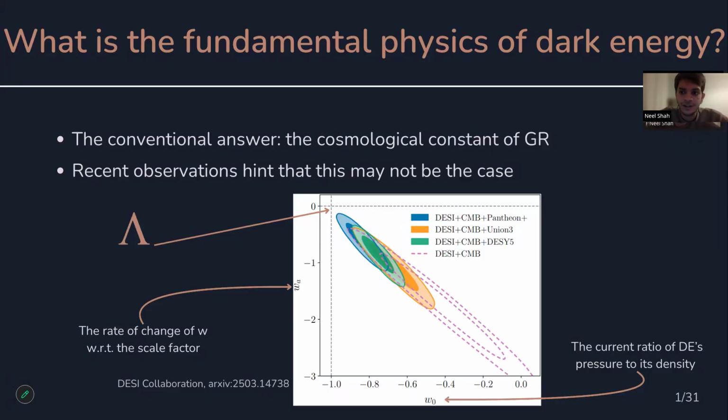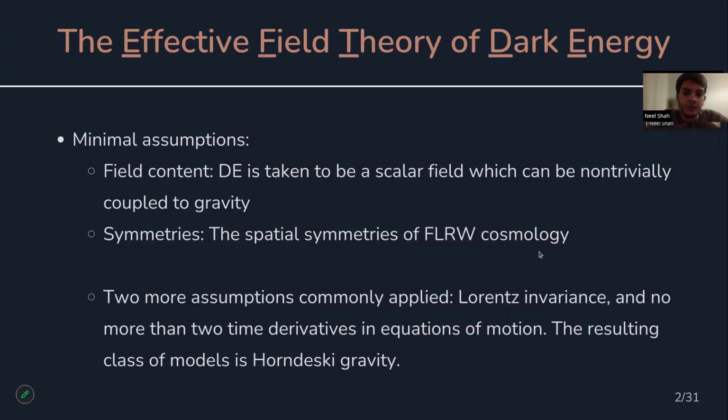We are currently in a very interesting time for dark energy research because we have some observational hints that indicate that the behavior of dark energy might be more complex than that of a cosmological constant, which would otherwise be the simplest explanation for dark energy. So we naturally want to know, if not a cosmological constant, then what could be the fundamental physics of dark energy? To answer this, I work in the framework of the effective field theory of dark energy.